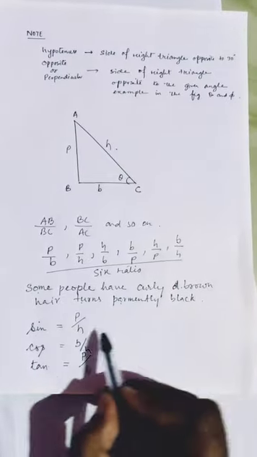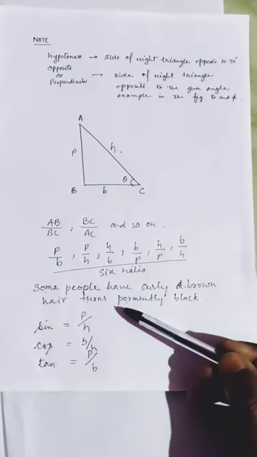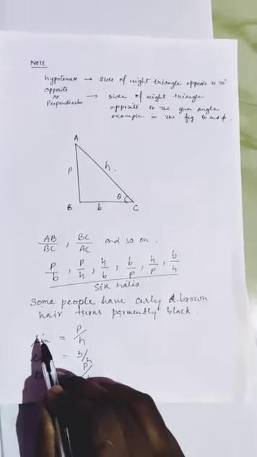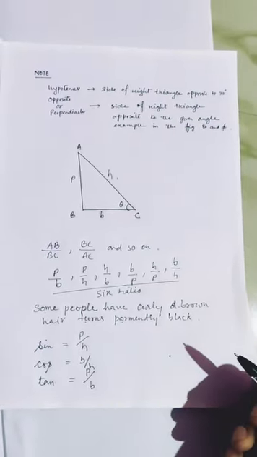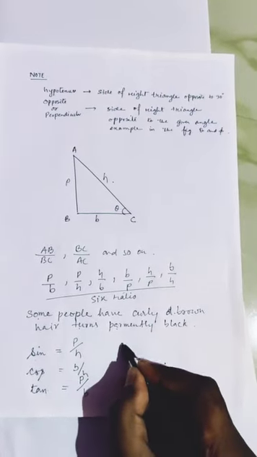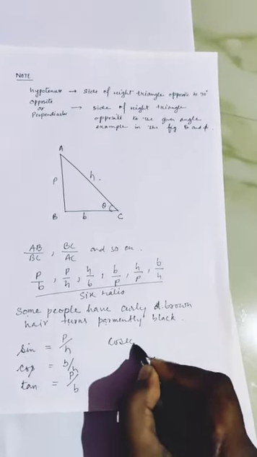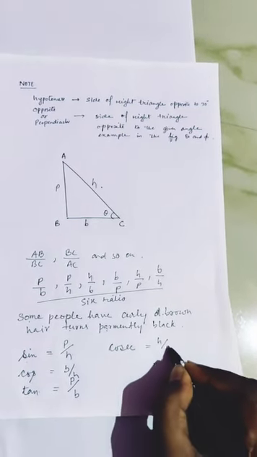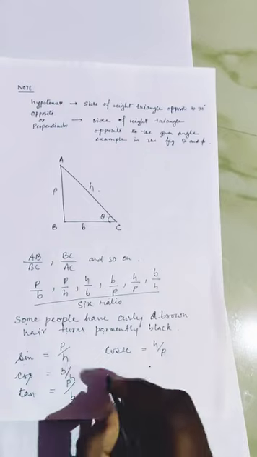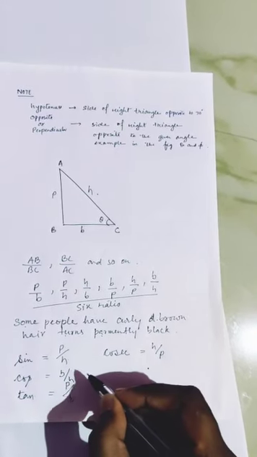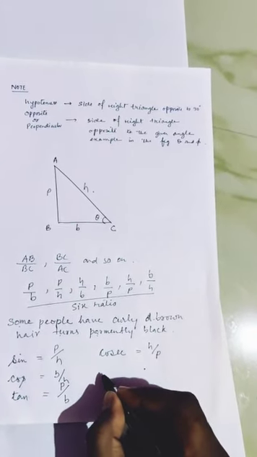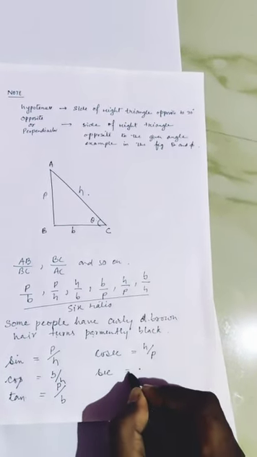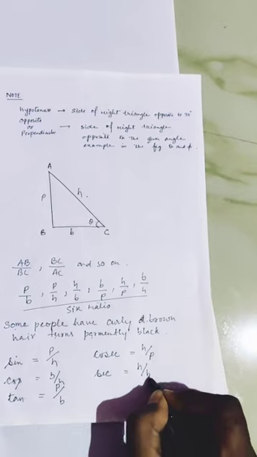Now the other three ratios. Obviously there will be a ratio that is H by P, and you keep in mind this is called the reciprocal ratio. The reciprocal of sine is defined as cosec. The full form is cosecant, which is H by P. And the reciprocal of this ratio, that is H by B, is defined as secant. The short form is sec, and it is H by B.